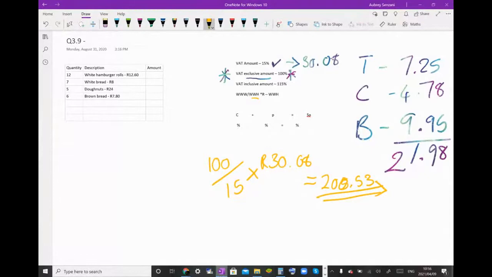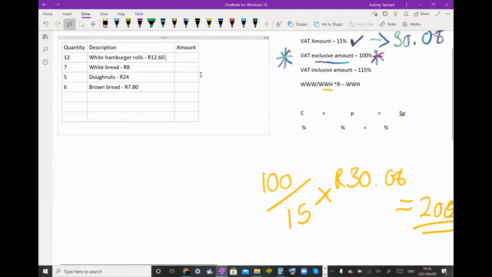This 12 Rand, I'm going to put it in brackets, is exclusive. When they say plus VAT, it means that it does not have VAT, so it's exclusive. Then the next thing they say is 7 loaves of white bread at 9 Rand 20 per loaf. Can you see in brackets it's written inclusive, including VAT? So there we don't need to worry.